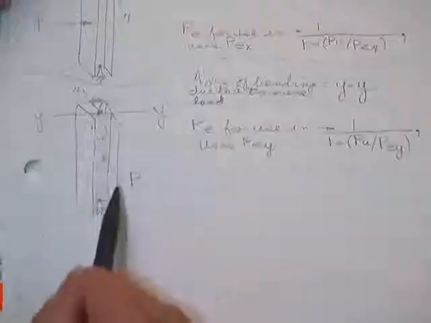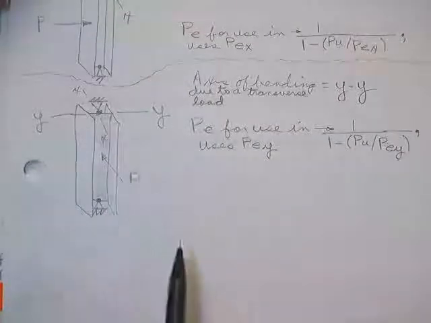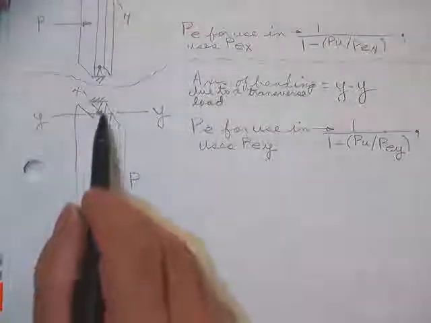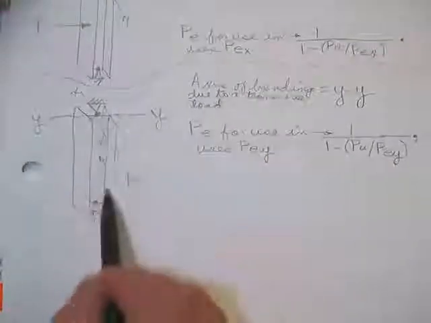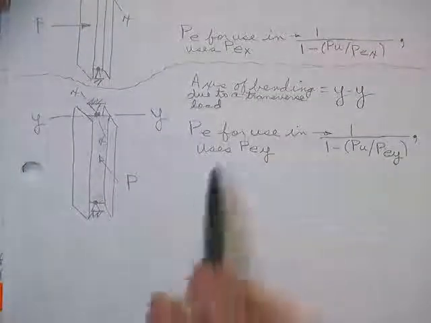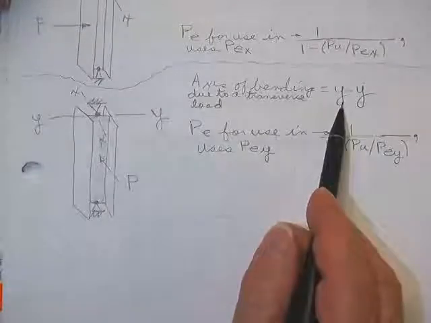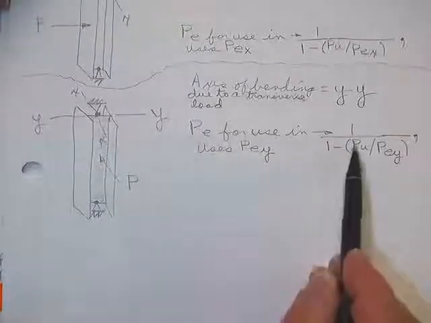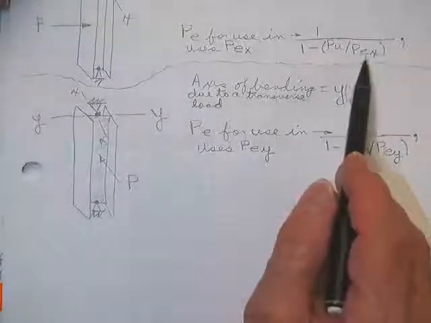I can turn it so that this doesn't buckle it about the strong axis, but when I do that, I lose all the strength I need in the frame to carry the loads. This one, the bending is about the YY. P sub Euler would be E sub Y as opposed to E sub X.